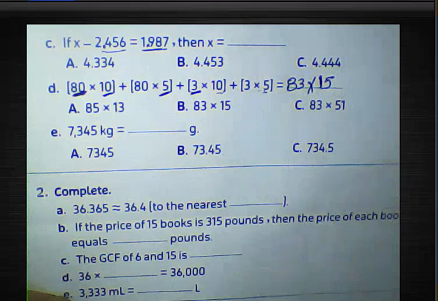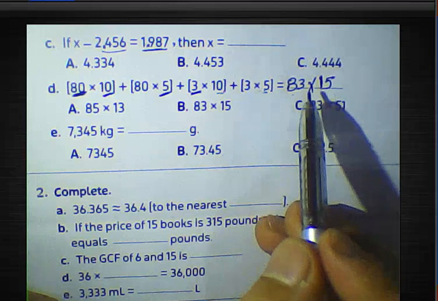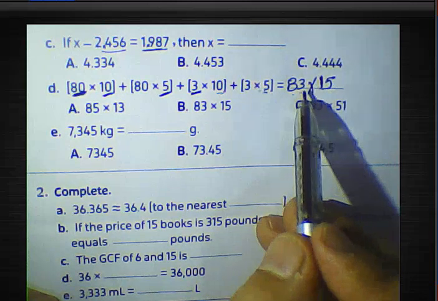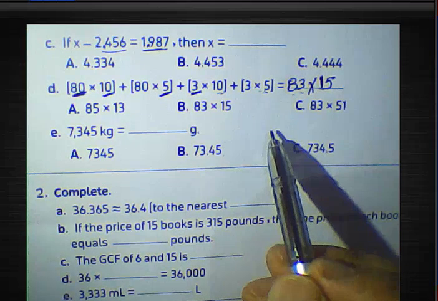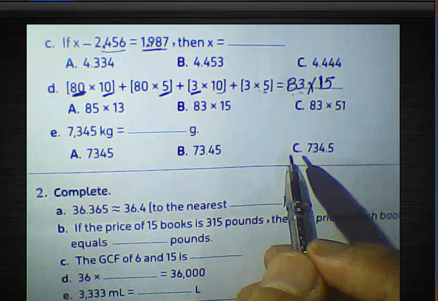So it will be 15. Again, 80 times 10, 80 times 5, 3 times 10, 3 times 5. Okay? We're using distribution in this example. So we must choose 83 multiplied by 15.